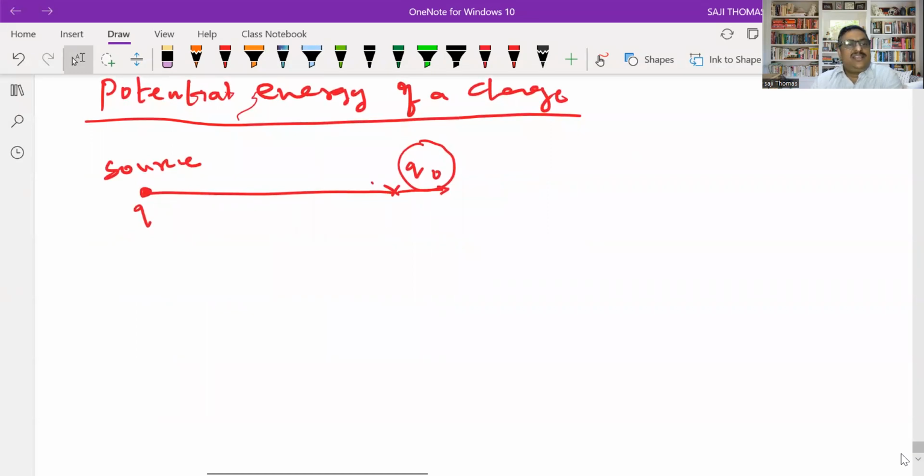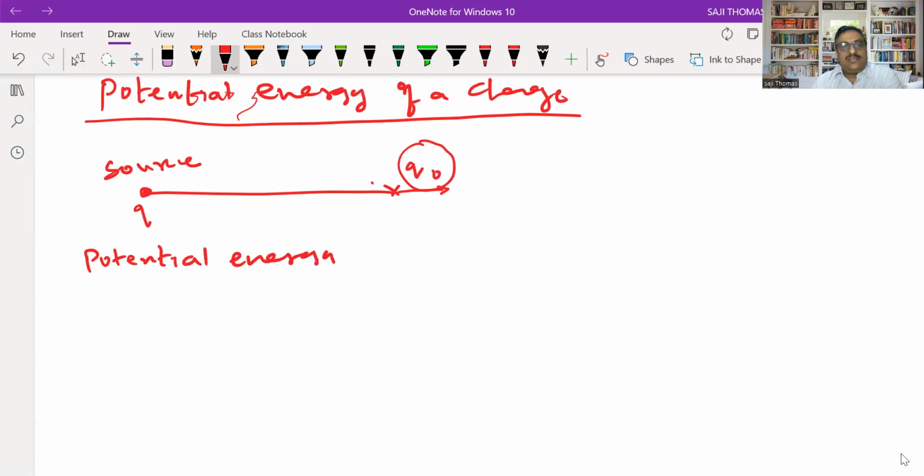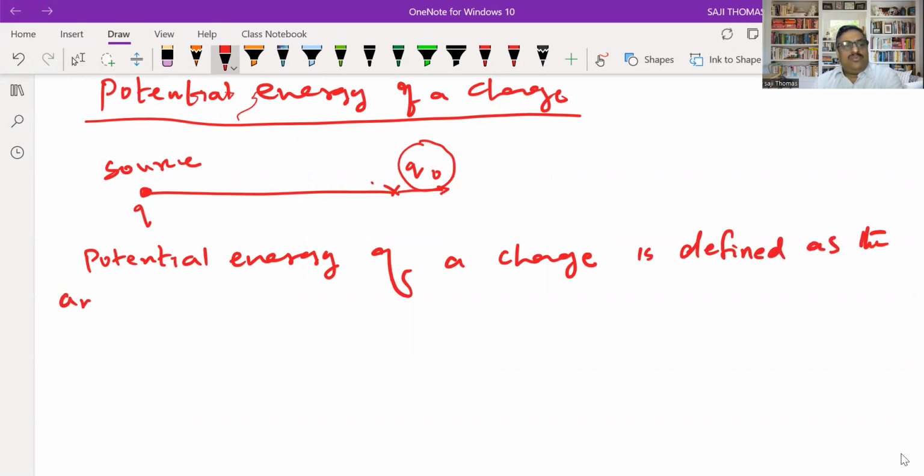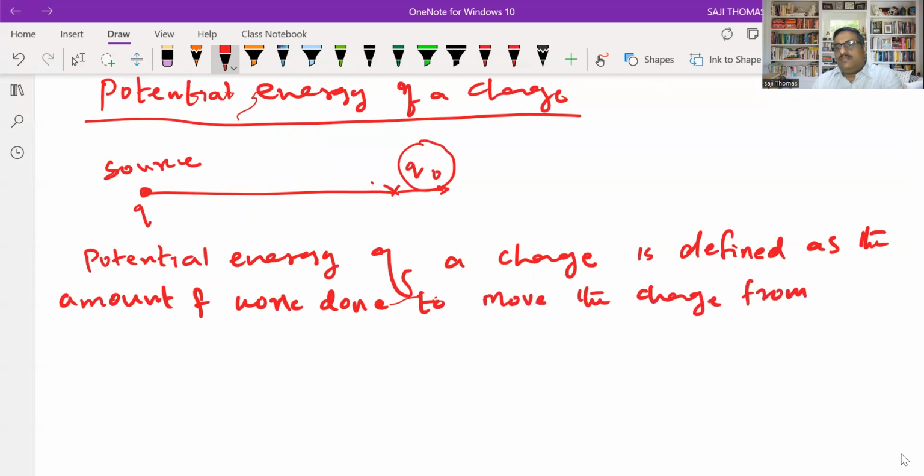So I will write the definition here. Potential energy of a charge is defined as the amount of work done to move the charge from infinity to the particular point without acceleration.